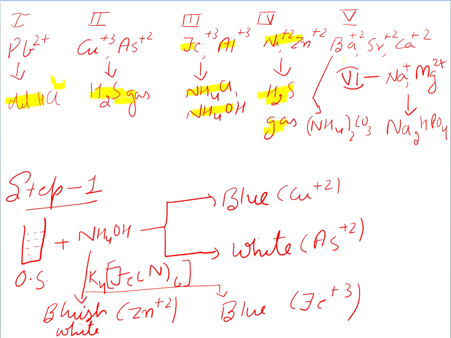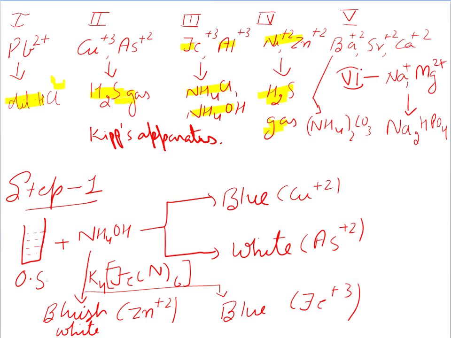Okay. Remember that for H2S gas we use Gibbs apparatus. Okay, Gibbs apparatus is an instrument used for making H2S gas by sulfide. Okay, sulfide ion makes H2S gas.